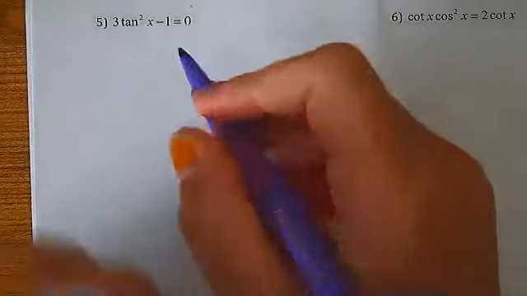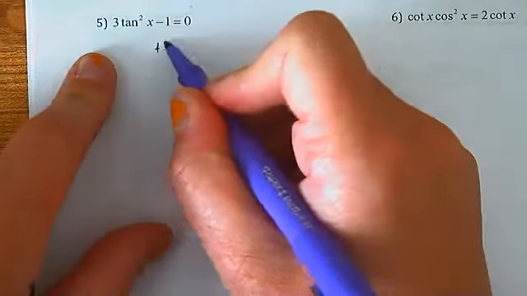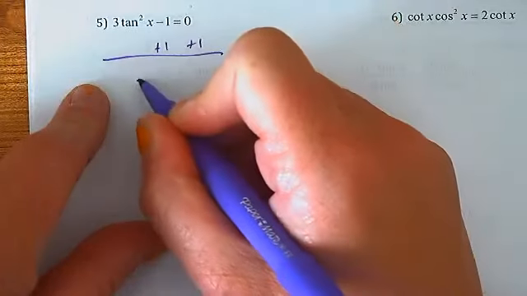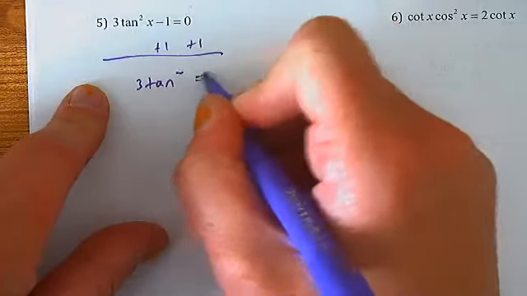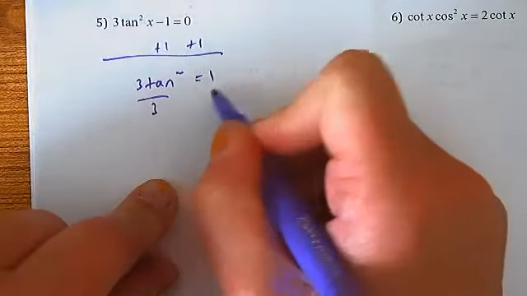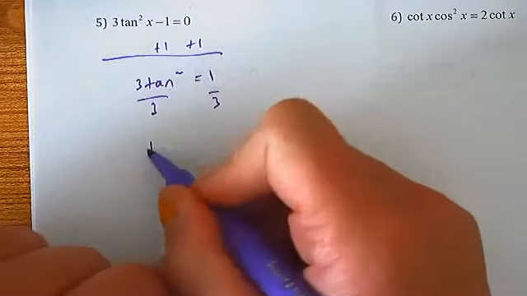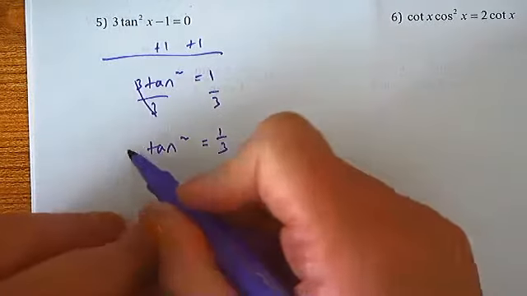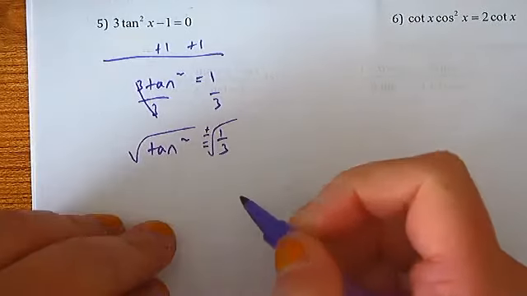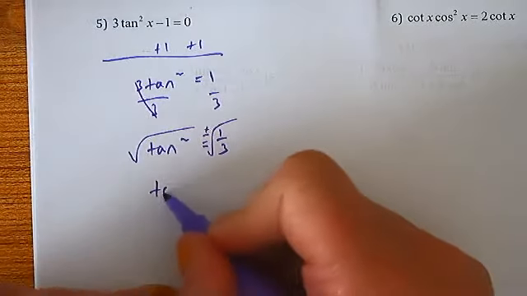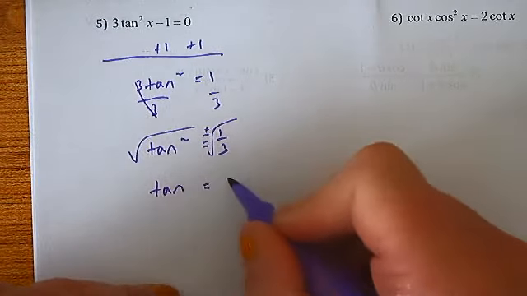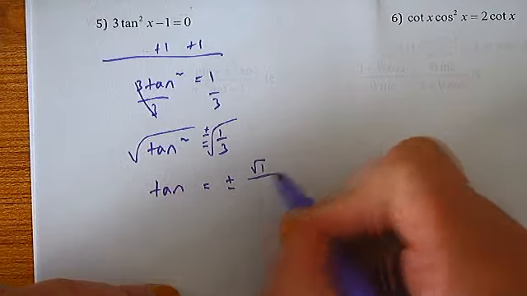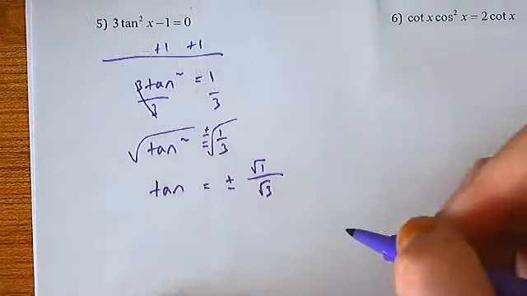All right. So again, we're solving. So I'm going to add 1. I get 3 tan squared equals 1. Divide by 3. I'm solving for tan. Okay, square root. Don't forget the plus minus. So now I got tan by itself, and it's equal to positive and negative square root of 1 over square root of 3.